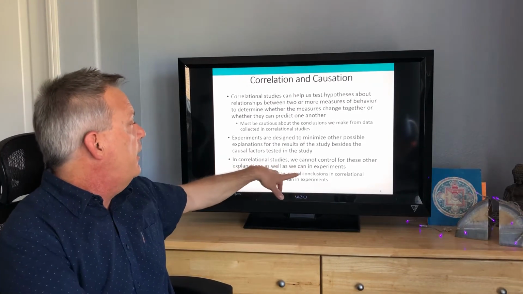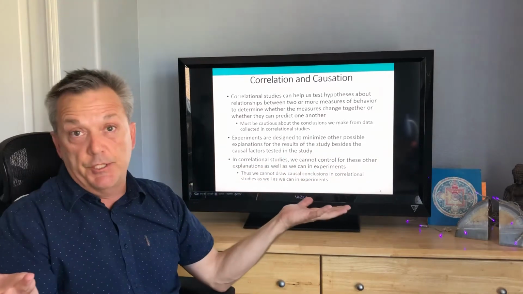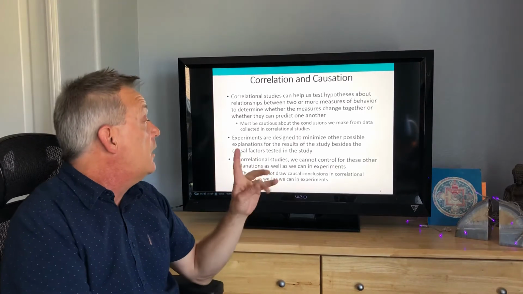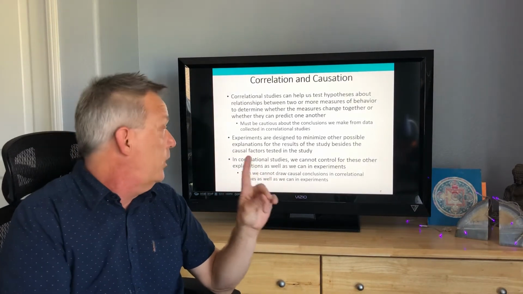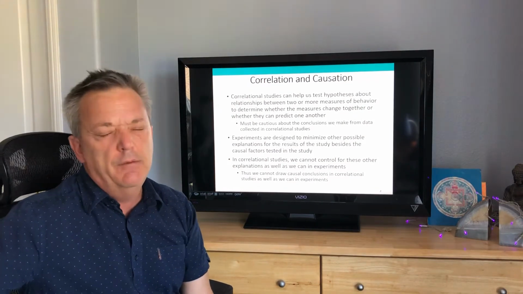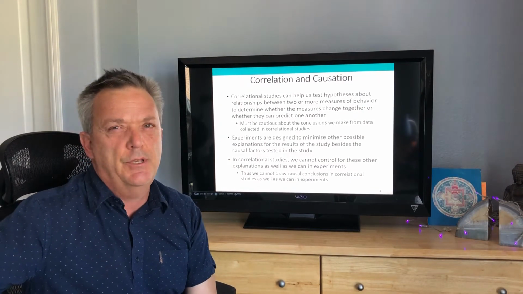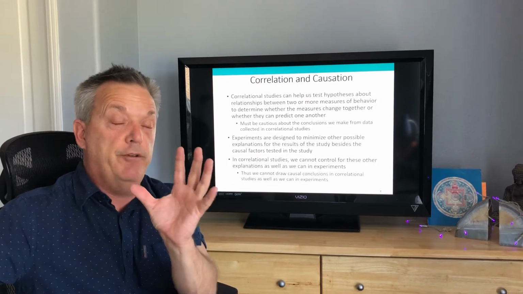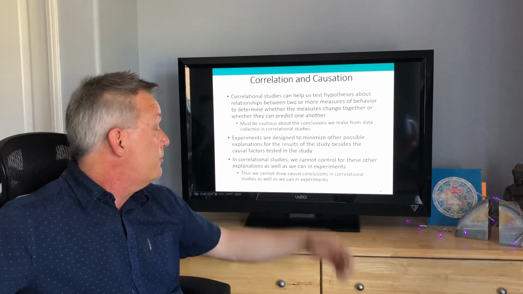In correlational studies, we cannot control for these other explanations as we can in experiments, right? As well as we can. Thus, we cannot draw causal conclusions in correlational studies as well as we can in experiments. We really can't draw very many causal conclusions at all in correlational studies, but it can give us an idea of things that co-vary, and then we can do experiments on them later.